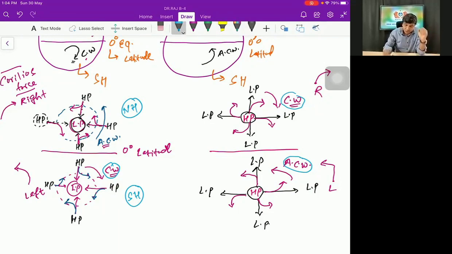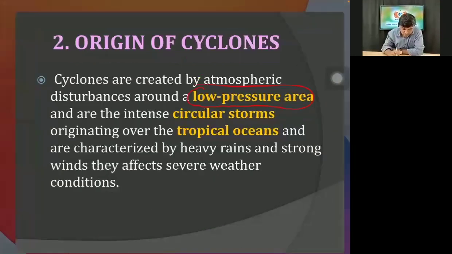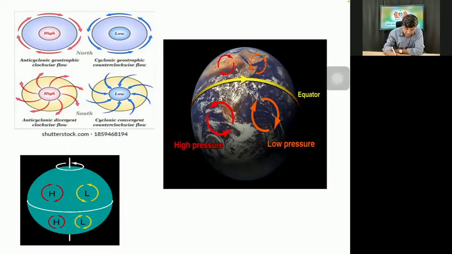After knowing the direction of cyclones, you know that cyclones will originate at low pressure areas, and anticyclones will originate at high pressure areas. This I have shown in the diagram. So this is the northern hemisphere, and this is the southern hemisphere.